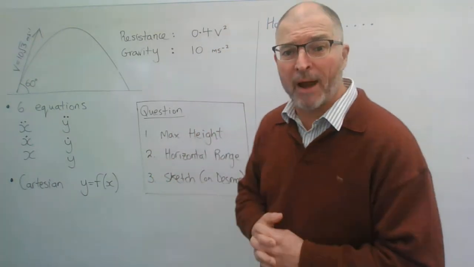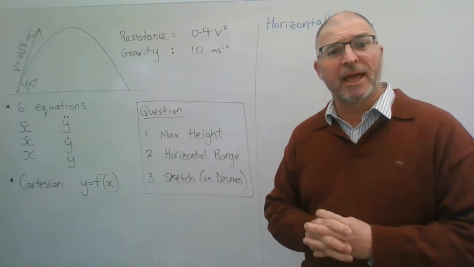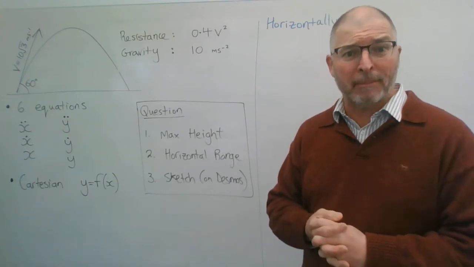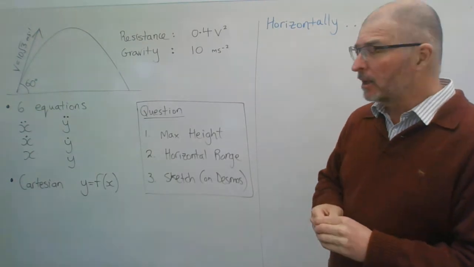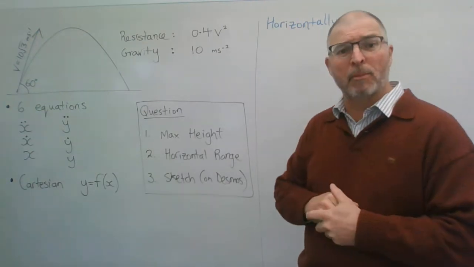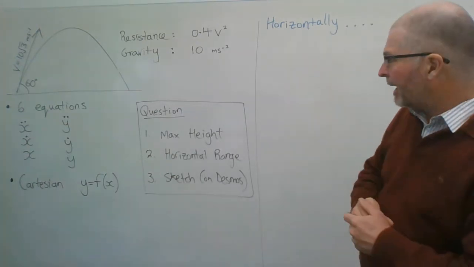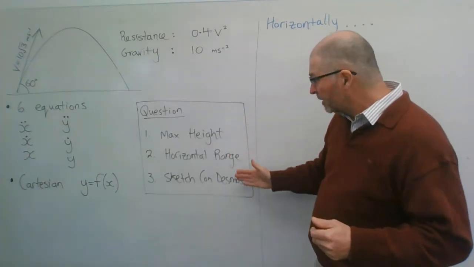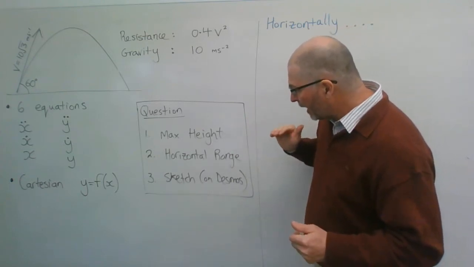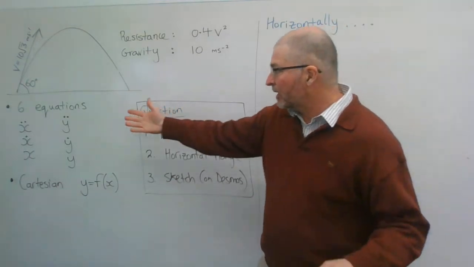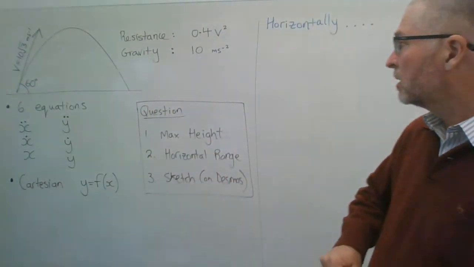Then I might be able to graph it on a software program like Desmos and just see how close to a parabola the motion really is, given that there's some resistance that's proportional to the square of the velocity. So let's start. Here's the actual question. We want to find the maximum height and horizontal range, and then we want to make a sketch. So let's find these 6 equations of the motion.